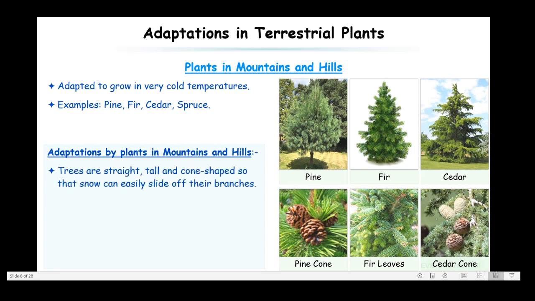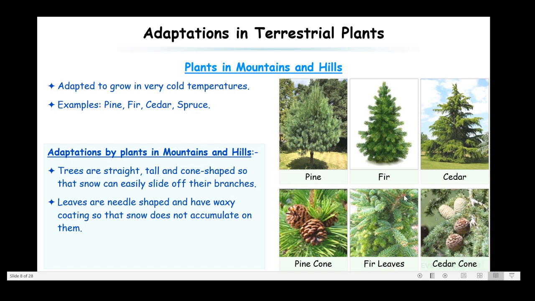Trees are straight, tall, and cone shaped so that snow can easily slide off their branches. That means this cone shaped structure from the top helps them to slide off the snow so that the snow does not break the branches.